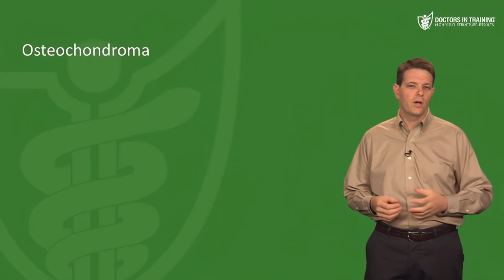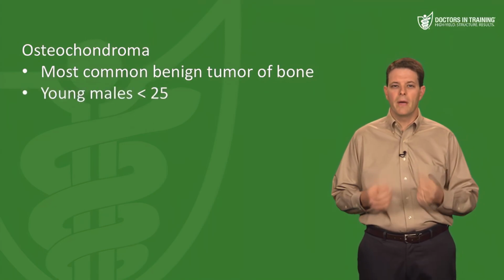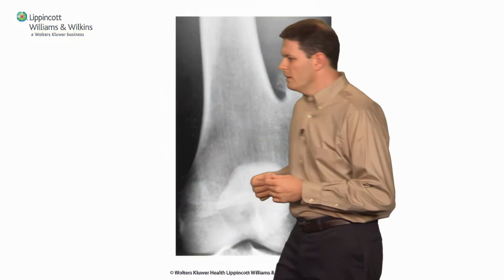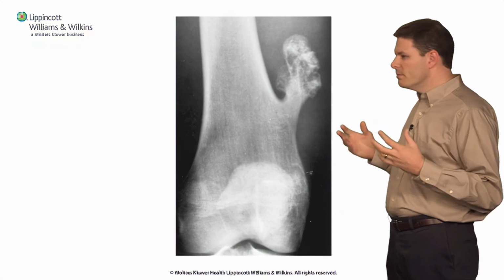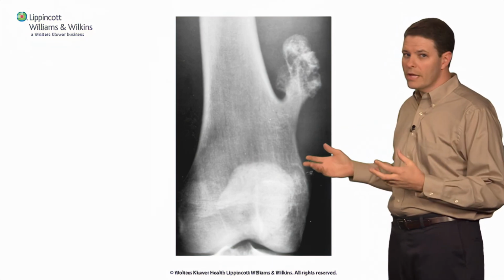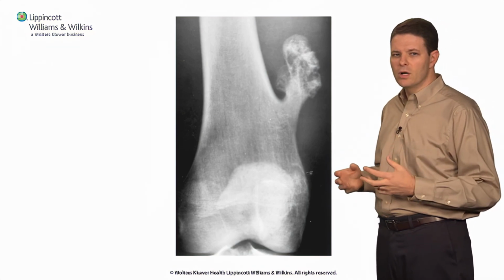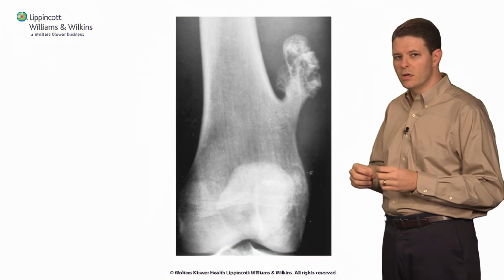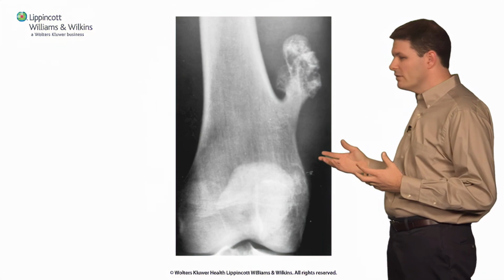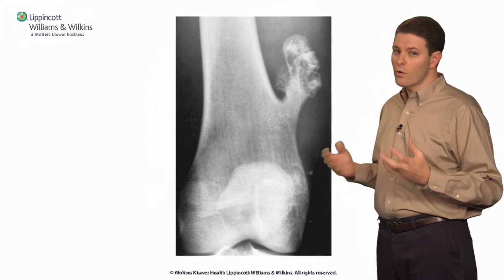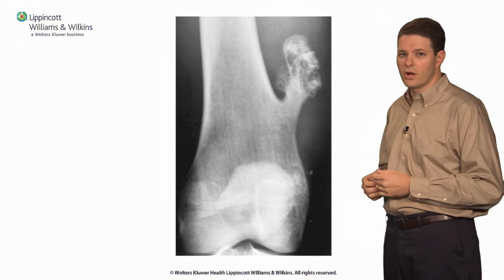Let's start with osteochondroma, which is the most common benign tumor of bone. It tends to occur in young males under 25. These look like big bone spurs with a cartilage cap on them. This is a benign growth of normal tissue in a normal location, which means this is a type of hamartoma. A hamartoma is a benign tumor of disorganized tissue in its normal location. You can have hamartomas in the lung, in the heart, and so on. So an osteochondroma is a kind of hamartoma of the bone. And fortunately, it's very rare that these benign osteochondromas become malignant chondrosarcomas.